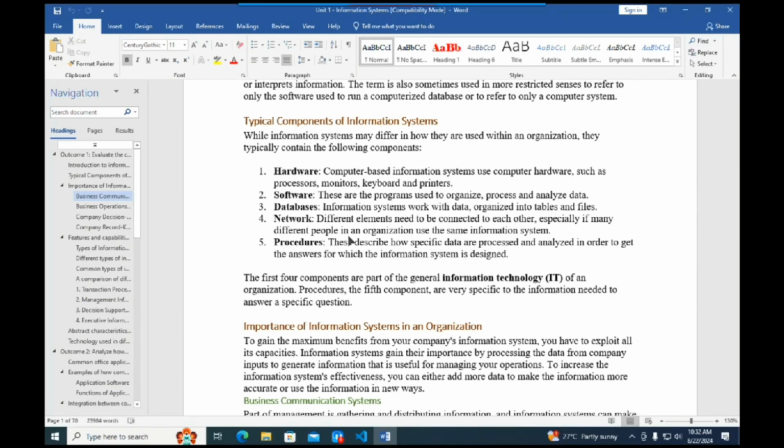And the first component is the hardware. The second component is the software. The third component is the database. The fourth is the network. And the fifth is the procedures.